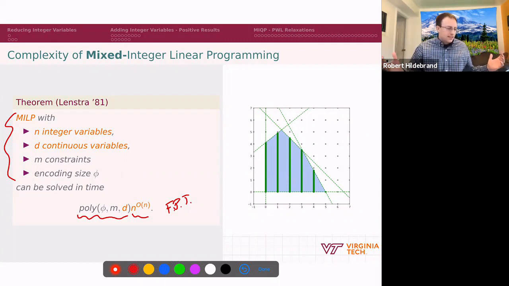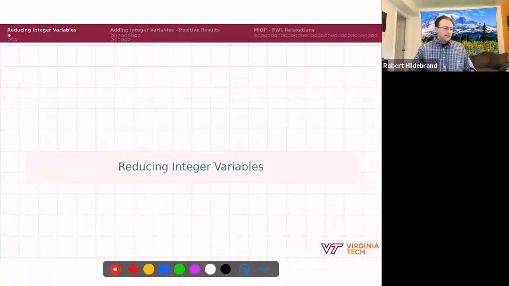Okay, so this is really nice, and this says that if somehow I can take a problem I want to solve and remodel it with fewer integer variables, then potentially through this complexity analysis, I can have a better complexity of solving a problem. This is the dream goal here. So how might we go about reducing integer variables?